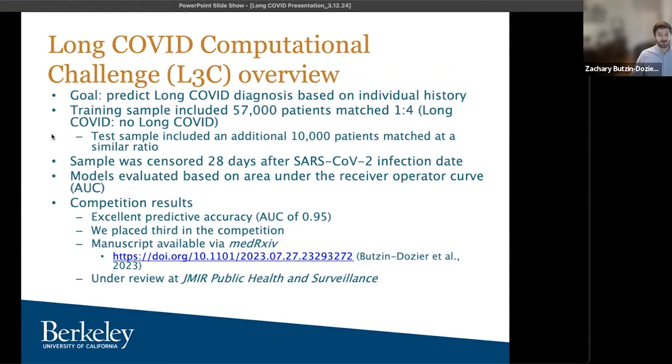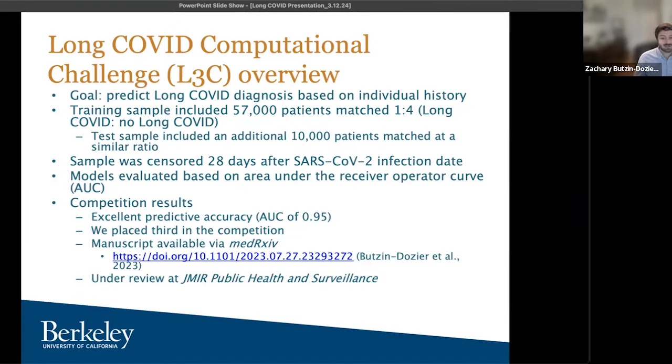So now jumping into our first application. Our first application is the Long COVID Computational Challenge, which they called L3C, which used data from N3C, the National COVID Cohort Collaborative. The goal here was to predict long COVID diagnosis based on individual patient history using N3C data. They provided us with a sample of 57,000 patients that were matched at a 1-to-4 ratio of long COVID patients to not long COVID patients. And then they evaluated our model using an additional 10,000 patients that they held out from us and just used for testing.